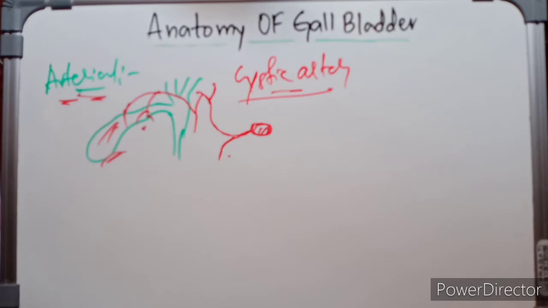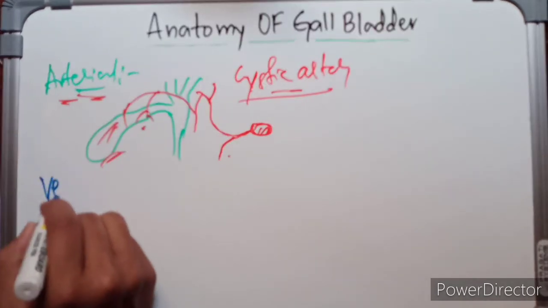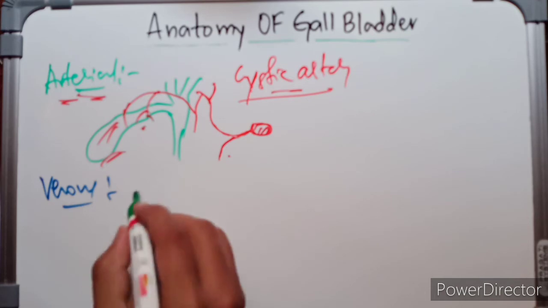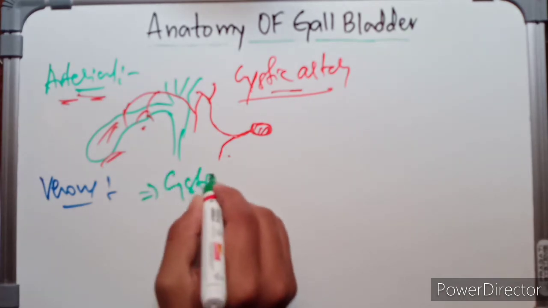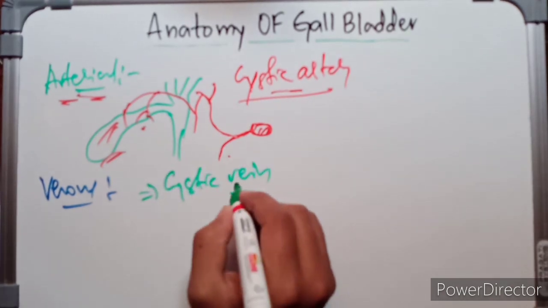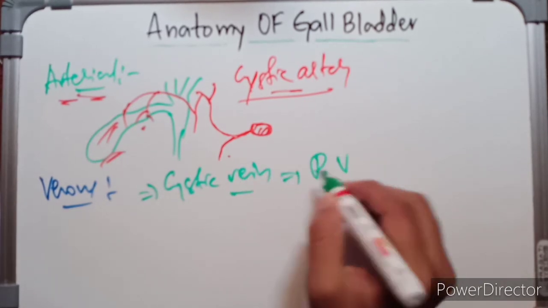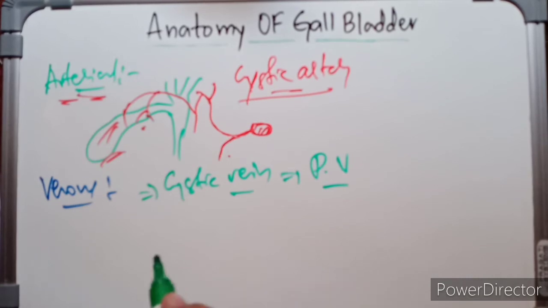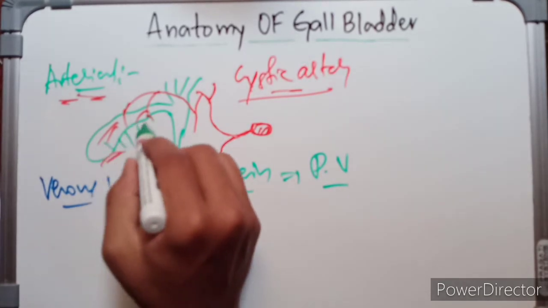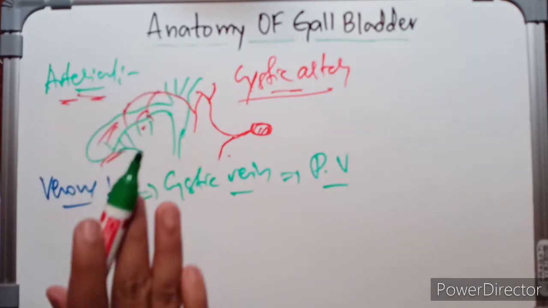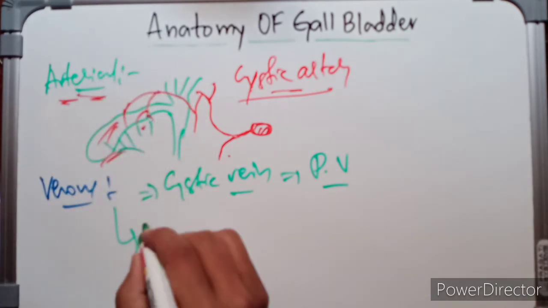Now let's discuss the venous drainage of the gallbladder. So what about the venous drainage of the gallbladder? The gallbladder has twofold venous systems. One is by the cystic vein. The cystic artery is accompanied by the cystic vein, and this will drain into the portal vein. And another, we have a small number of veins which will arise from the gallbladder and pass from the superior surface of the gallbladder to the liver.